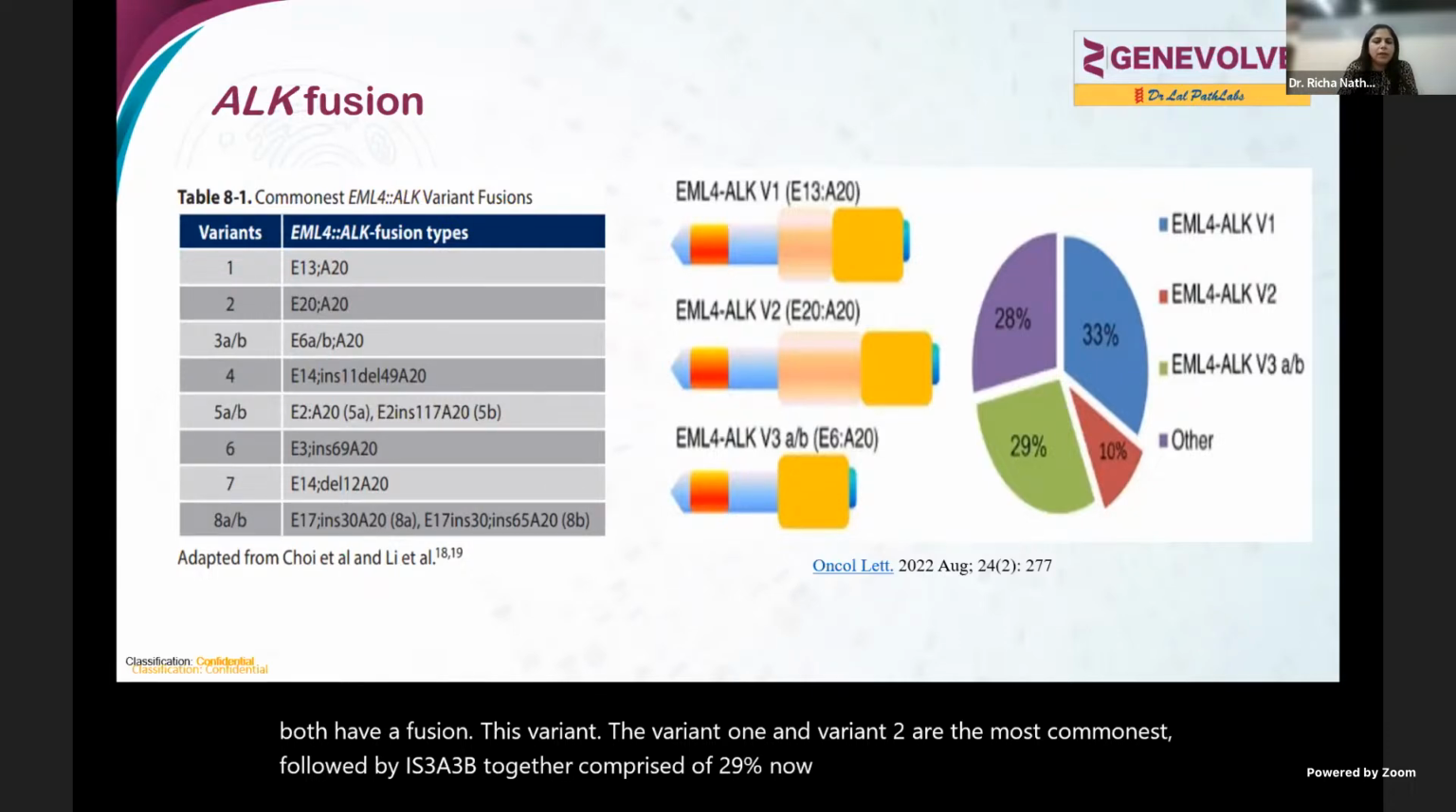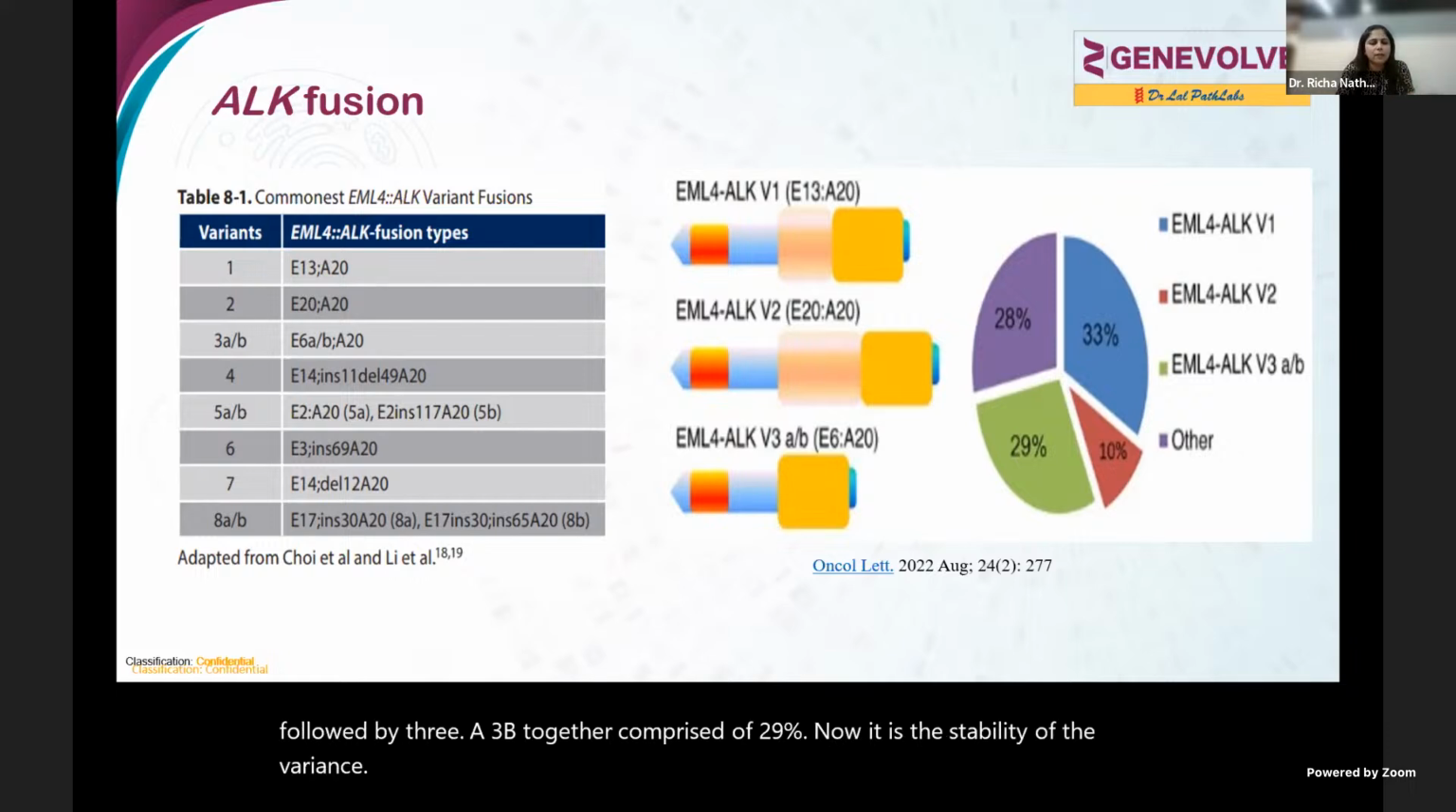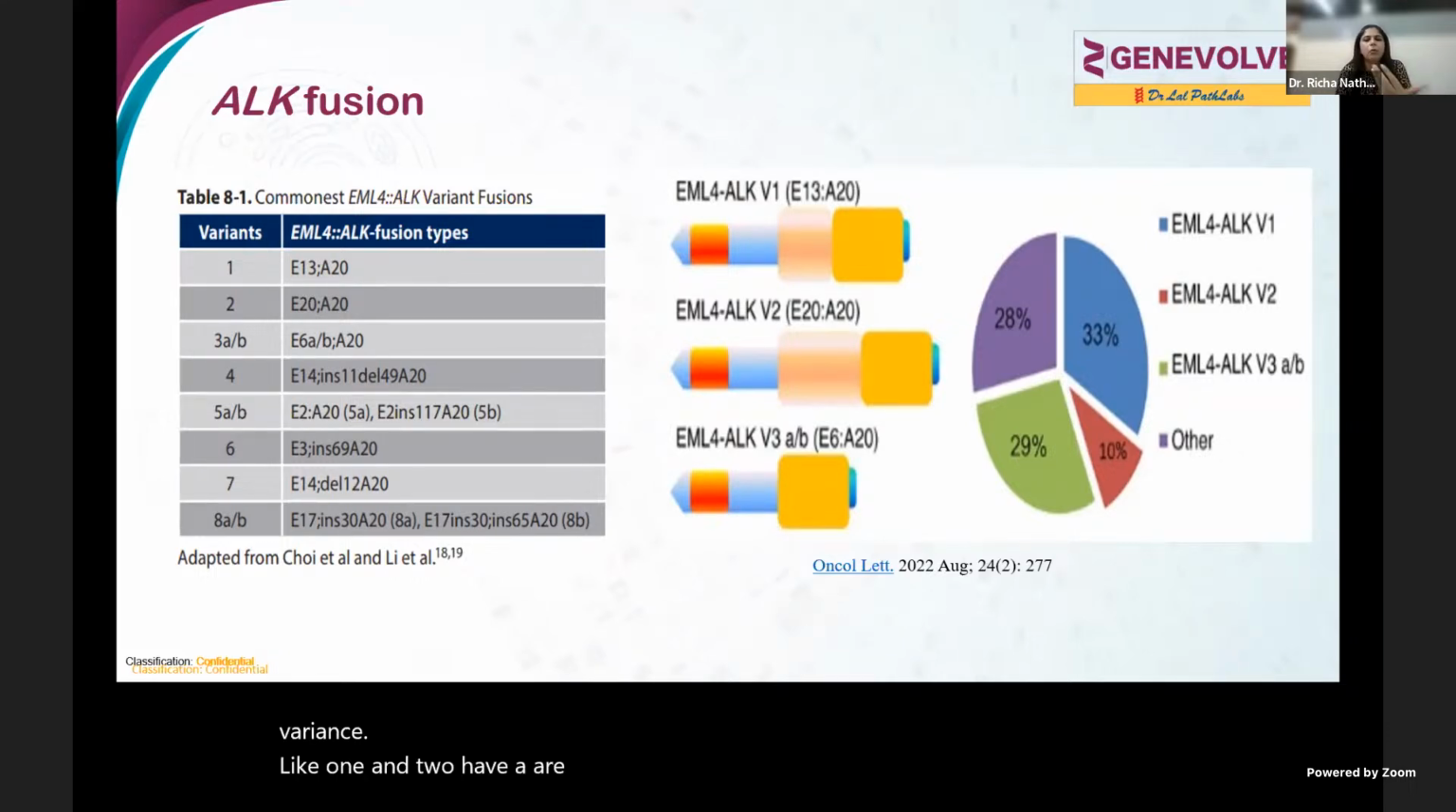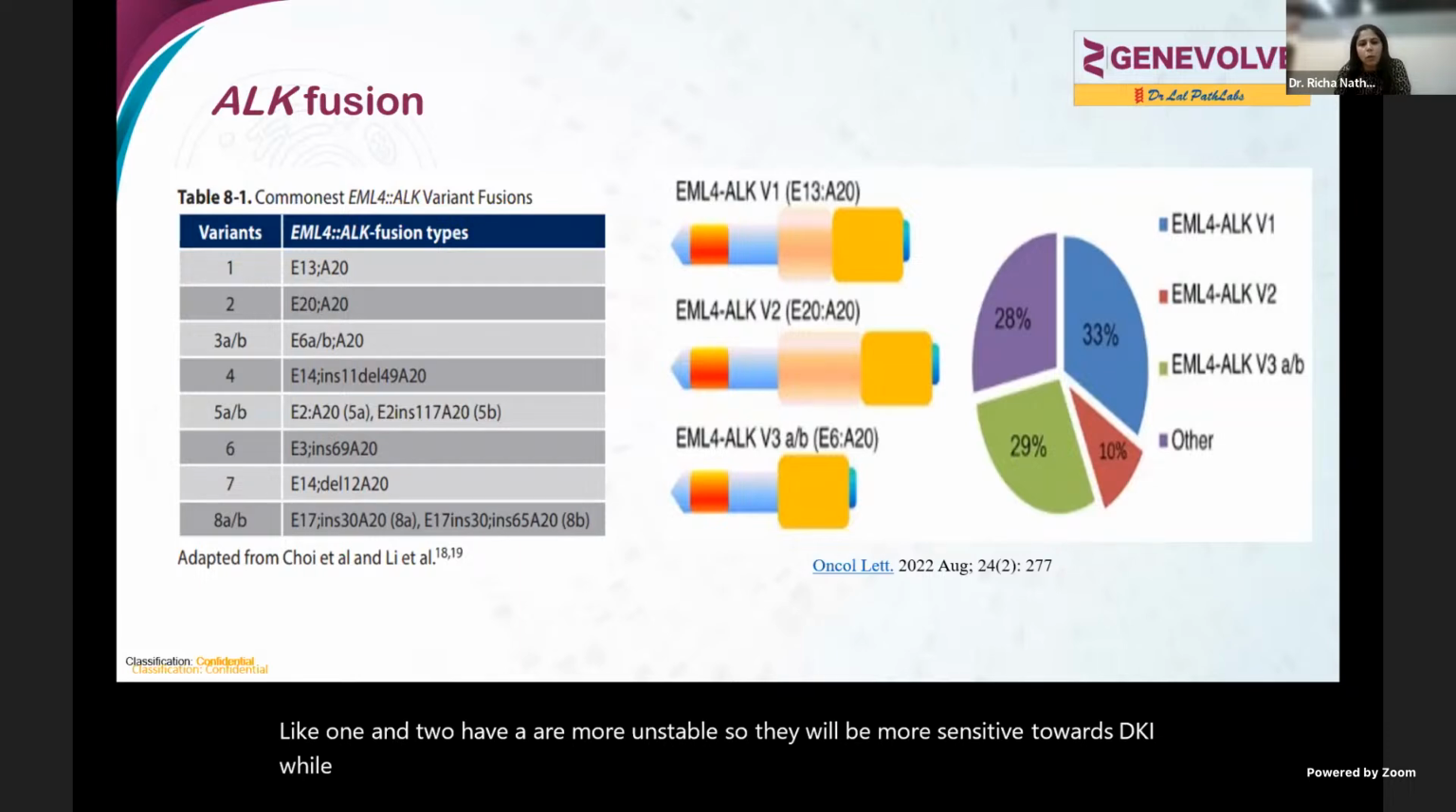Now, it is the stability of the variants. Variants 1 and 2 are more unstable, so they will be more sensitive towards TKI, while the more stable ones will be resistant.